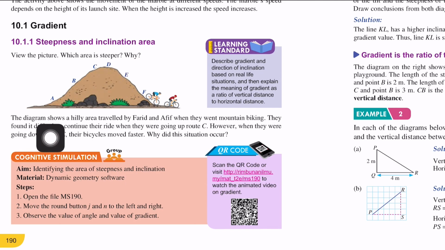The diagram shows a hilly area traveled by Farid and Afif when they went mountain biking. They found it difficult to continue the ride when they were going up Route C. Tengok, dia kata susah nak mengayuh sekitar A sampai ke C ni. However, when they were going down Route E, their bicycle moved faster. Why did this situation occur? Saya rasa awak pun tahu kan. This one is steeper, sebab dia naik curam, susah lah nak mengayuh. Lepas tu turun cepat. Itu situasi dia.